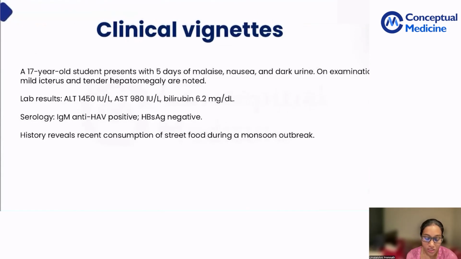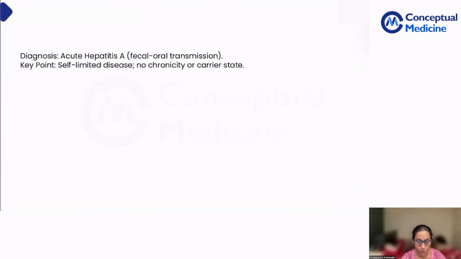A 17-year-old student presents with 5 days of malaise, nausea, and dark urine. On examination, mild icterus and tender hepatomegaly are noted. ALT is in thousands, IgM HAV positive, HBsAg negative. History reveals recent consumption of street food during the monsoon. Even if you say monsoon, what they have given is IgM HAV, so don't get misguided by something else. It's fecal-oral transmission. There's no carrier state.